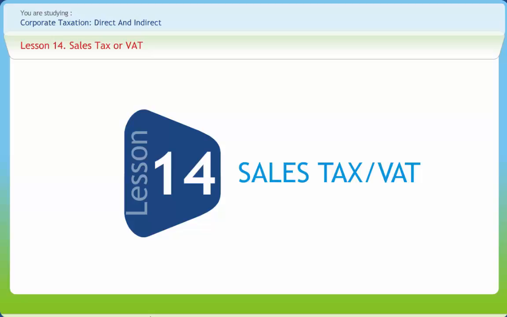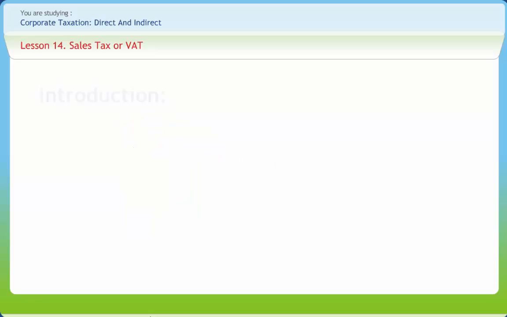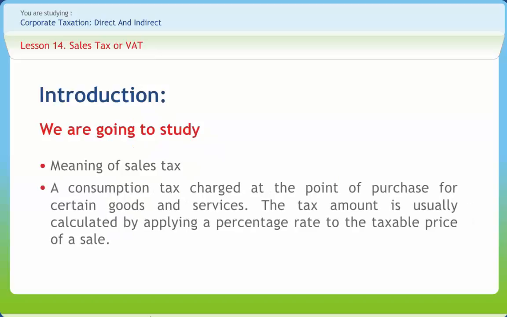Sales tax or VAT. Slide 2. So firstly, we should know the meaning of sales tax. A sales tax is a consumption tax charged at the point of purchase for certain goods and services. The tax amount is usually calculated by applying a percentage rate to the taxable price of a sale.